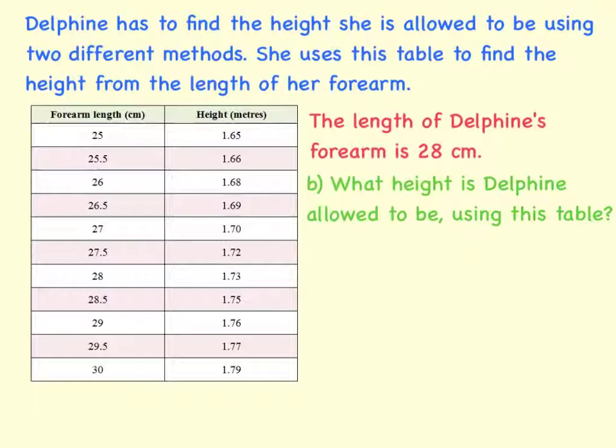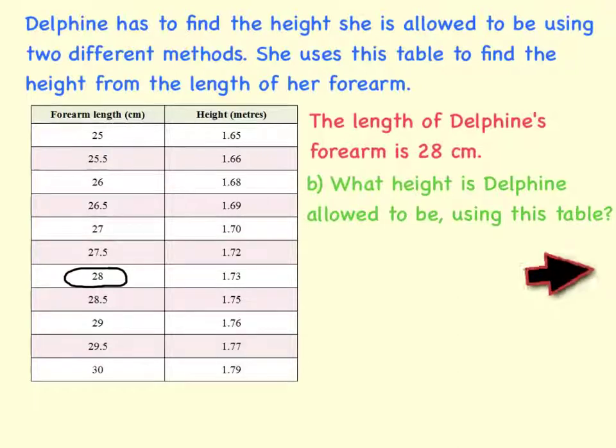Delphine has to find the height she is allowed to be using two different methods. She uses this table to find the height from the length of her forearm. The length of Delphine's forearm is 28 centimetres, we're told that. So, what height is Delphine allowed to be using the table? Now this question is simply checking whether you know how to use a table, and I'm assuming that you do.